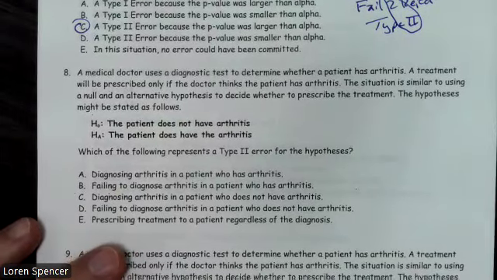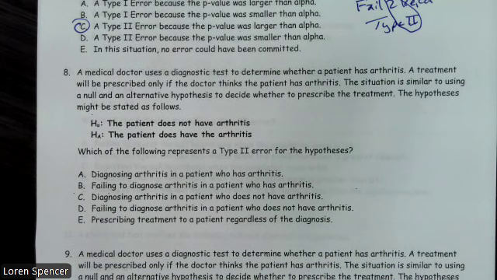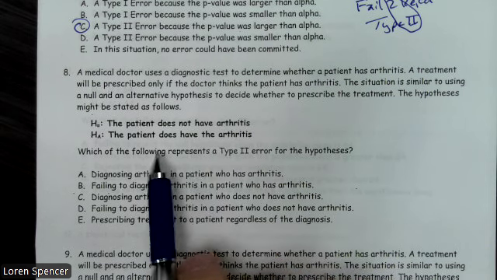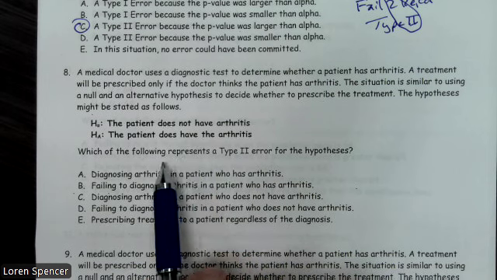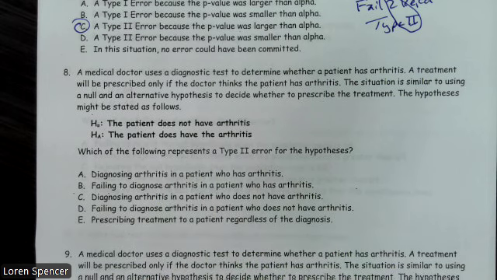All right. So a medical doctor uses a diagnostic test to determine whether a patient has arthritis. A treatment will be prescribed only if the doctor thinks the patient has arthritis. The situation is similar to using a null and alternative. Here it is. The null: they do not have arthritis. The alternative: the patient does have arthritis. Which of the following represents a type 2?